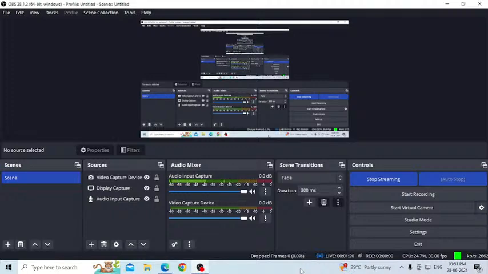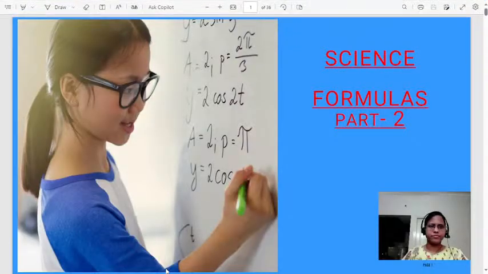Yes, it is now. Yes, in this class, let us discuss the science remaining formulas and also let us solve a few important numericals based on the science topics.